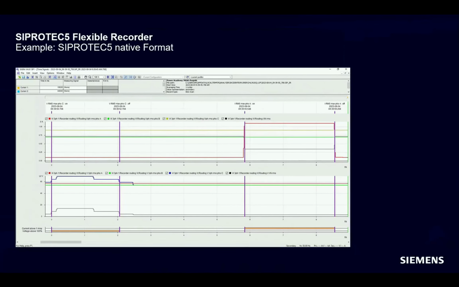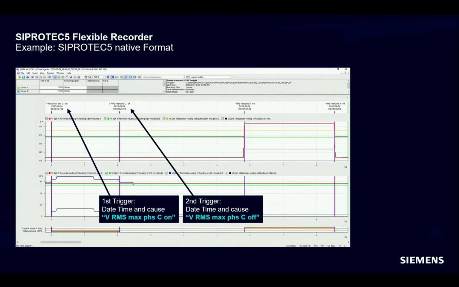I guess at first view, the multiple trigger lines attract attention. The first trigger line shows, like in the COMTRADE format, the date and time, and furthermore, the cause of the trigger. The maximum limit of voltage for phase C was overstepped. Trigger starts, now meaning on.